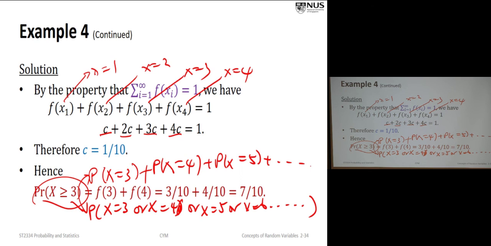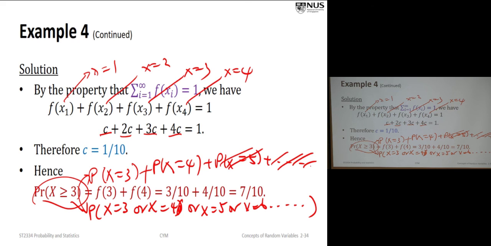So, it's mutually exclusive. Okay? So this is equal to this. But all these are 0. You don't have the probability. It's 0. So it's equal to probability of x equal to 3 plus probability of x equal to 4. So the answer is 7/10.